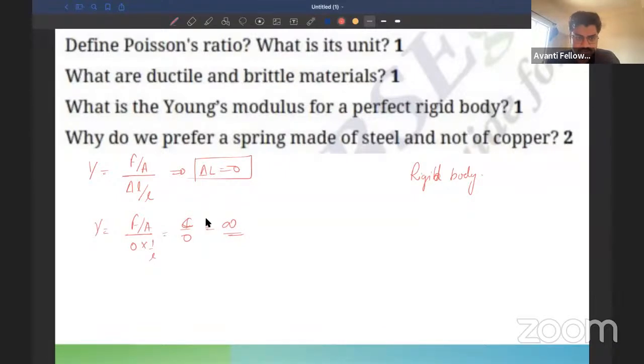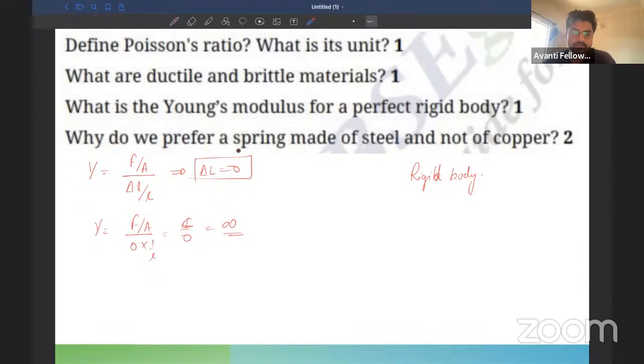Understood? Because it will not change, it will not deform, and change in length is zero. Because change in length will only come when length is changed. If length is not changed, it means it is not deforming, not changing its shape, right? So Young's modulus is infinite. Let's come to the last question.